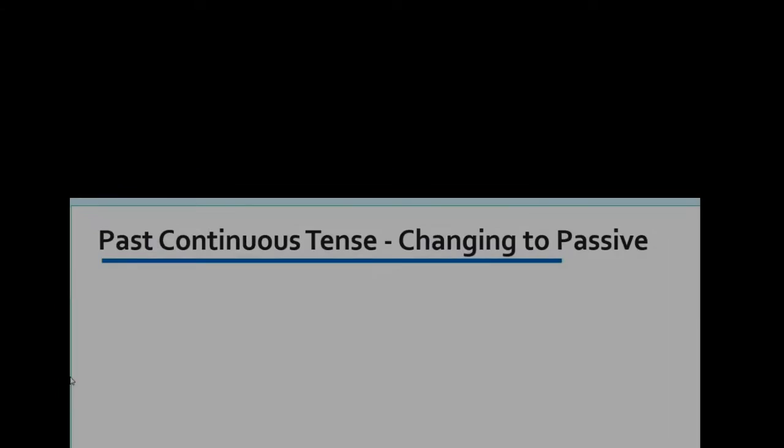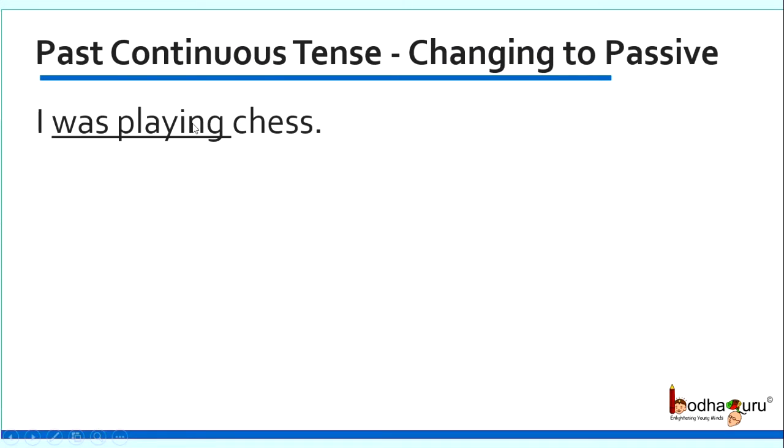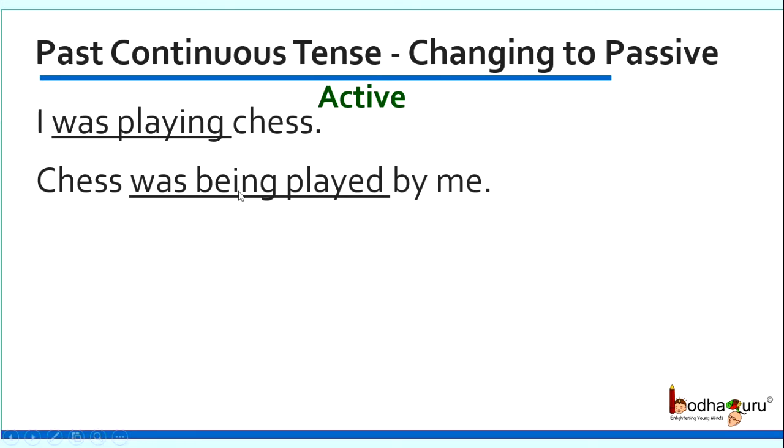Now, coming to past continuous tense. I was playing chess. This is an active voice. How do we change it to passive? Let's interchange the subject and the object. And we get chess was being played by me.